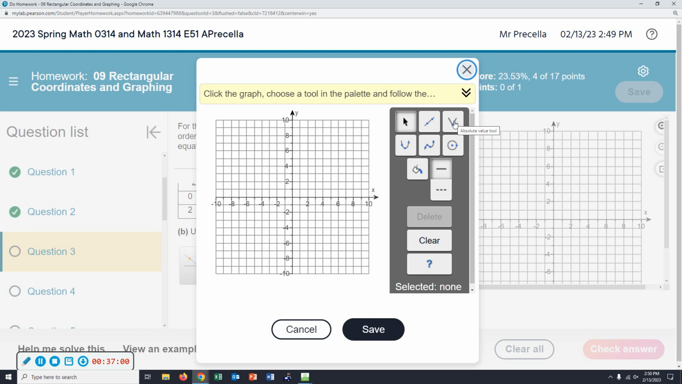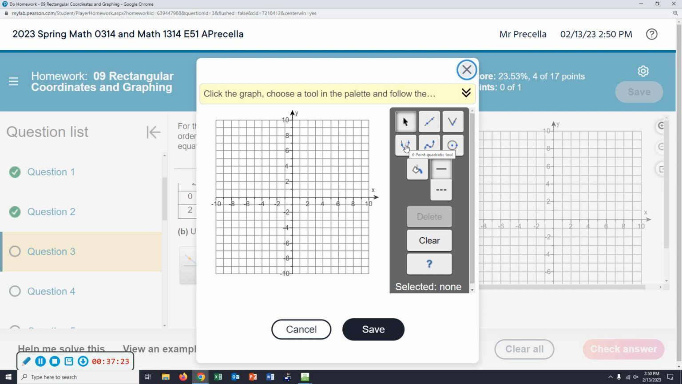That's actually the trickiest tool on all of these, but this is not an absolute value. How do I know it's not an absolute value graph? There's no absolute values in the problem. Let's look down here. 3-point quadratic tool.